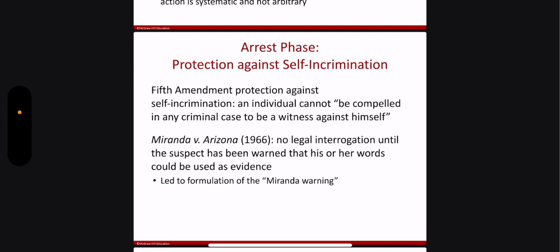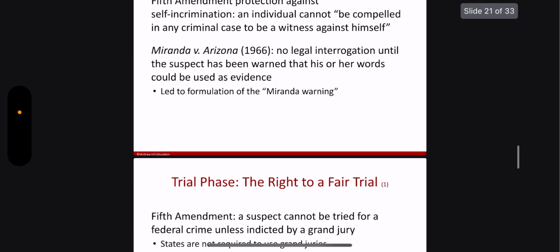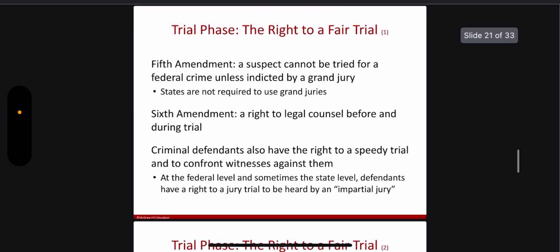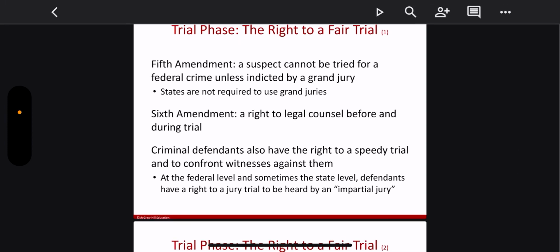So if you're sitting in the back of the cop car and you're blabbing about all the things you did wrong, all of those things are going to be used against you. So always keep your mouth shut. Okay? All right, so the next phase we have is the trial phase. Okay, the right to a fair trial.